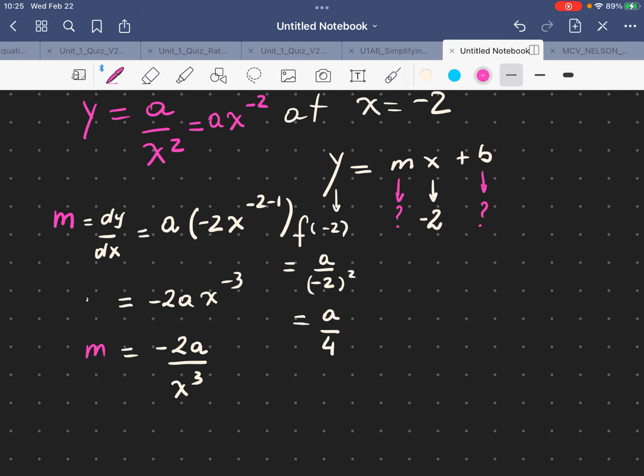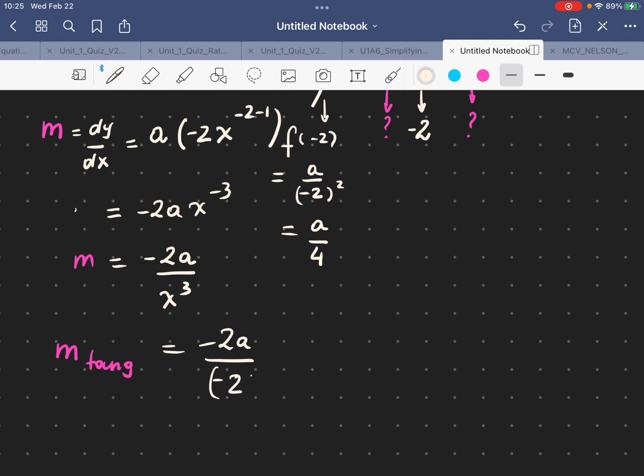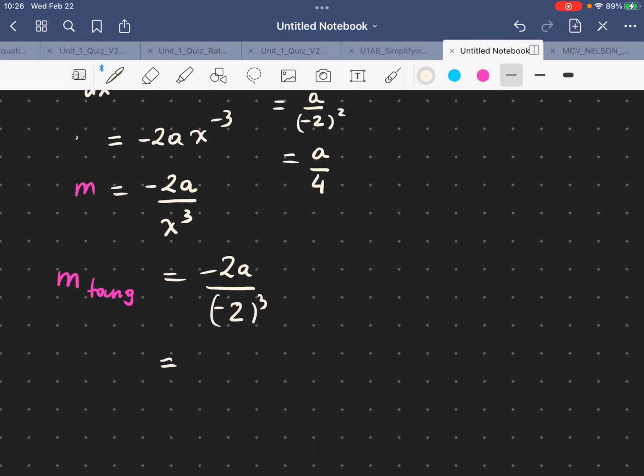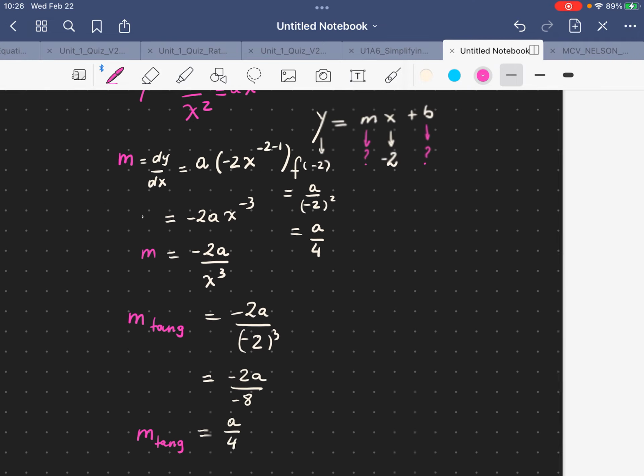Now remember that we already know where we are drawing the tangent line, which means that the slope of the tangent line drawn at x = -2, I'm going to write that down here, would be equal to -2a divided by (-2) to the power of 3. That will give the slope of the tangent: -2a over -8, equal to a/4. So the slope of the tangent line on the graph of the function given would be a/4.